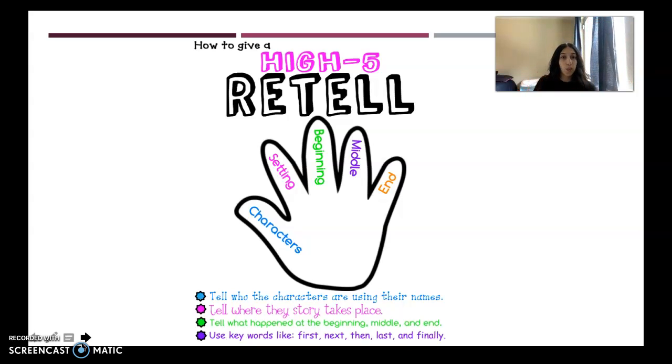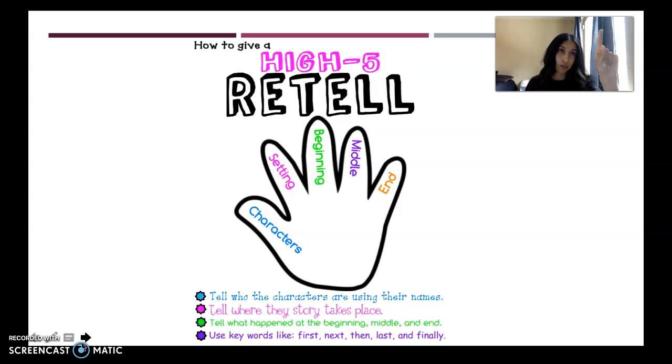So for this, what we're going to do is I'm going to read a story to you. And while we're reading this story, I want you to think about a couple of things. For one, we're going to use our thumb to help us remember our characters. So who is in the story? Is it a dog? Is it a person? Is it a little girl? We want to think who our characters are.